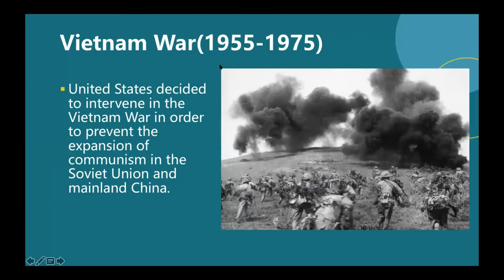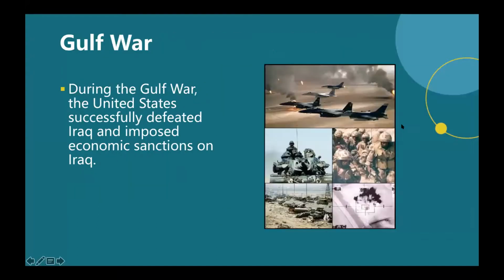So the Vietnam War started in 1955 and lasted to 1975. The U.S. decided to go against China and stop communism from expanding. That's why the U.S. went into this war, because they thought that the USSR and China were expanding their power. So they entered this war, but at last, I think the U.S. and South Vietnam failed in this war.